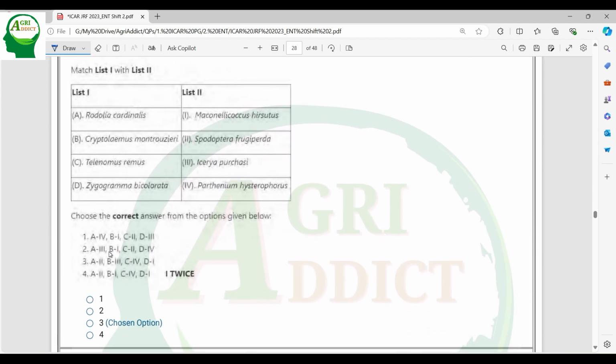Then I match the following question again. First is Rhodolia cardinalis, or the Vedalia beetle. It was used for controlling Icerya purchasi, that is classical biological control, an example. Then Cryptolaemus montrouzieri for Maconellicoccus hirsutus. Then Telenomus remus is for Spodoptera frugiperda, the fall armyworm. And finally Zygogramma bicolorata is for Parthenium. Okay, so the answer should be A3, B1, C2 and D4.